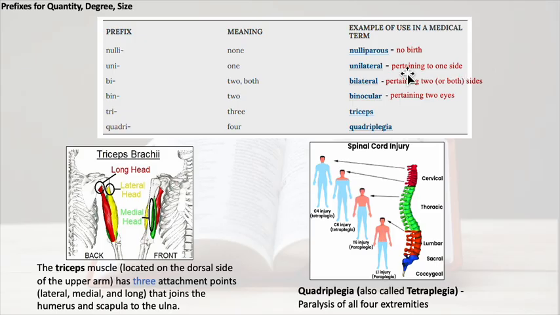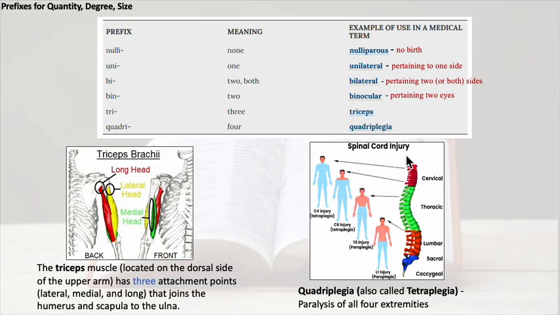Bin referring to two, again, binocular, 2 eyes, think binoculars. Tri, 3, we use the example of triceps. And finally, quadri for 4, think quadricep muscle. So the quadricep muscle is named accordingly because there are 4 muscle groups that make up the quadriceps in the thigh. And we also have quadriplegia here. Quadriplegia refers to paralysis of all 4 extremities.